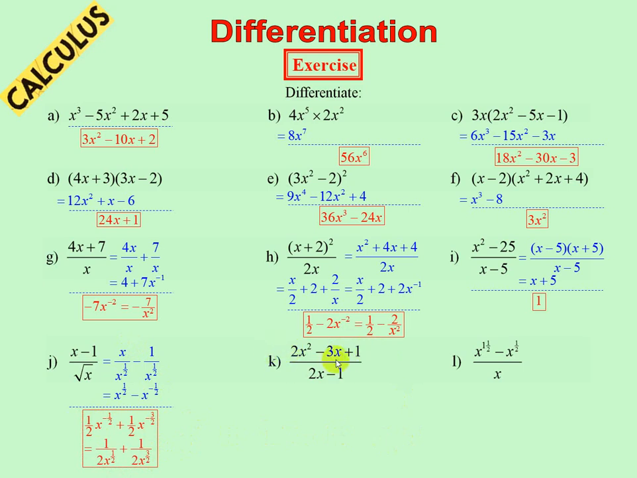So we try factorizing first. Oh yes, it does factorize, and the 2x minus 1s can cancel. So we have x minus 1. Very simple differentiation.